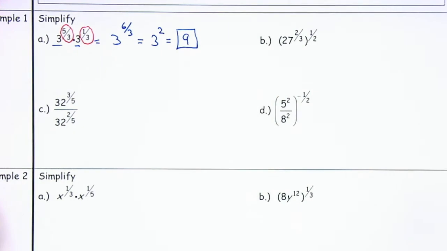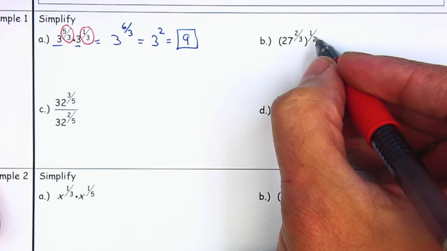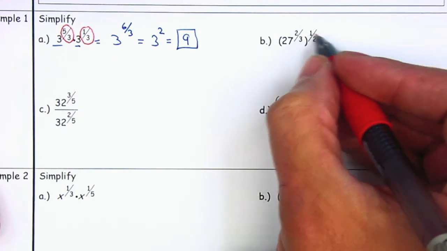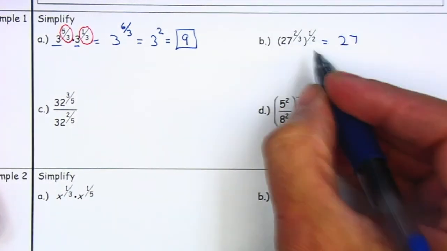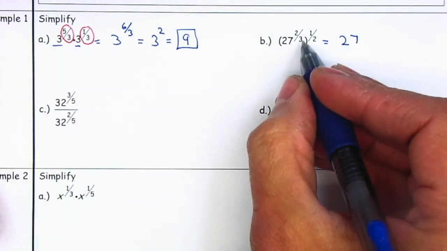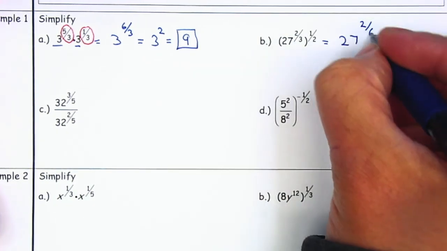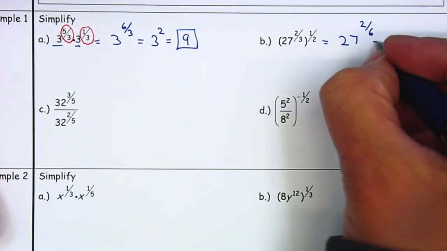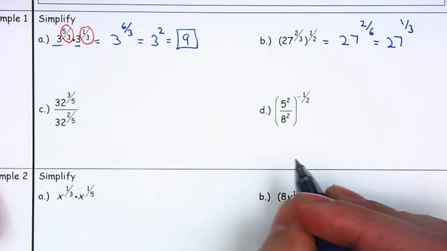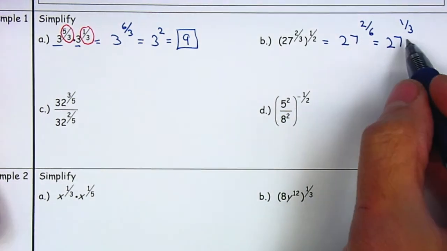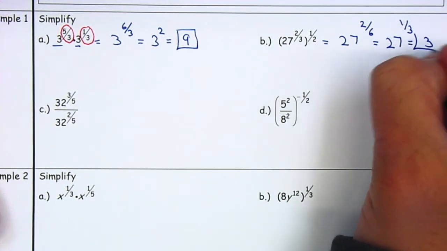For letter B, when the exponent is outside the parentheses, we're going to use the power of powers property, which is the second one. We're going to multiply. That'll be 27 stays the same. When you multiply, you don't need to have the same denominator. We can just multiply across. 2 times 1 will give me 2. 3 times 2 will give me 6. I'm going to reduce my fraction. So divide by 2 gives me 1 over 3. Same thing as mentioned right now. 27 to the 1/3 is the same thing as the cube root of 27, which is equal to 3.